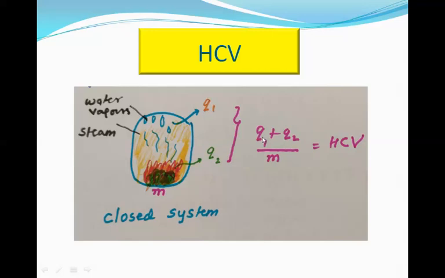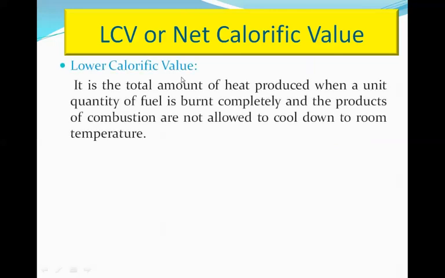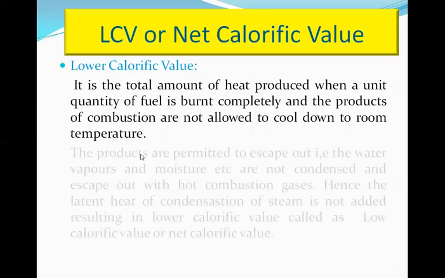So total heat given out is (Q1 plus Q2) divided by M, and it is a higher value called the HCV. LCV, or the net calorific value, is the lower value as compared to the higher calorific value. It is the total amount of heat produced when a unit quantity of fuel is burned completely and the products of combustion are not allowed to cool down to room temperature. That is, they are allowed to escape out.